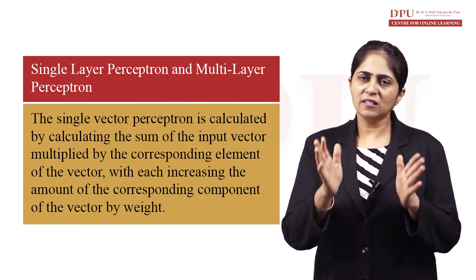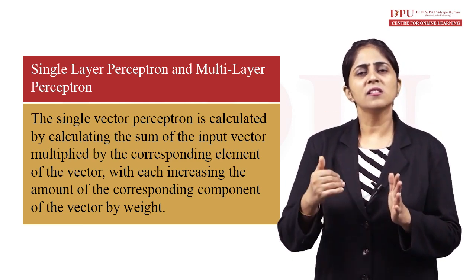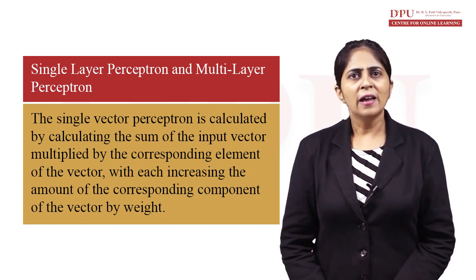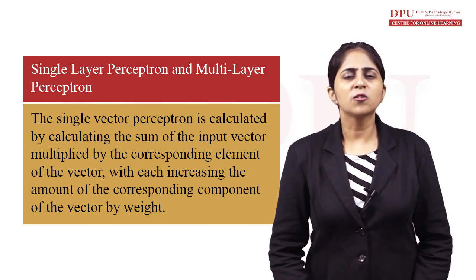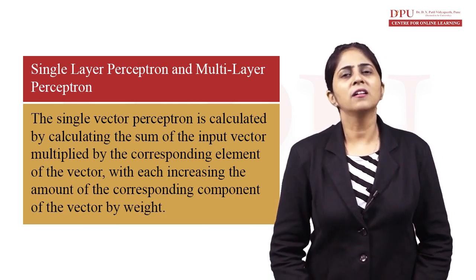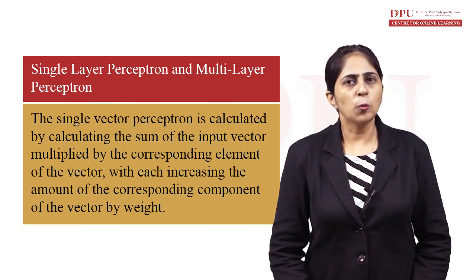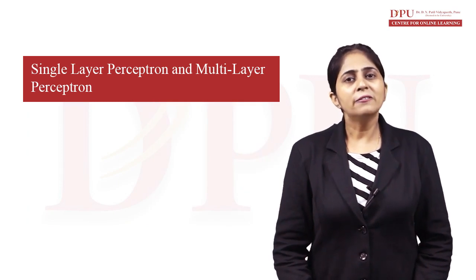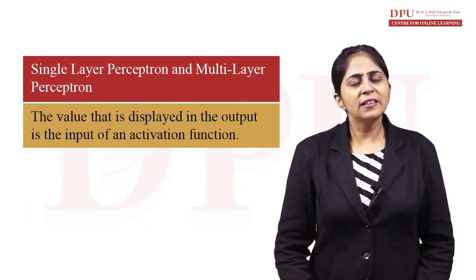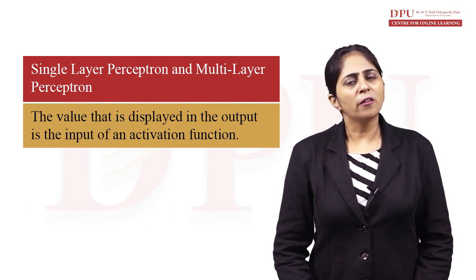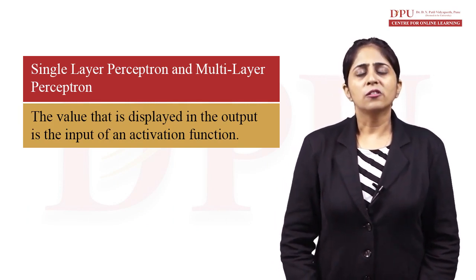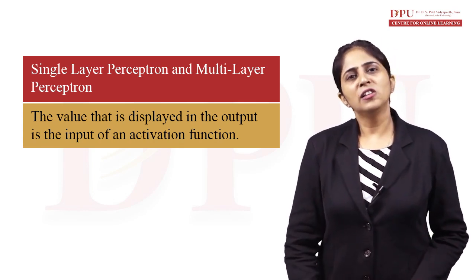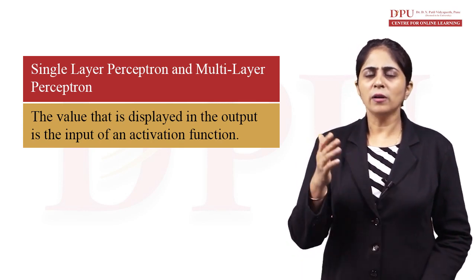So that is a single layer perceptron. How is this functioning taking place? We are talking about this for a linear function. Here we have different parameters associated with it. We have the input vector, the bias parameter, and the weight, and all these things are calculated. The value that is displayed in the output is the input of the activation function. So all this processing takes place in this single layer neural network. So that is how it gets calculated.